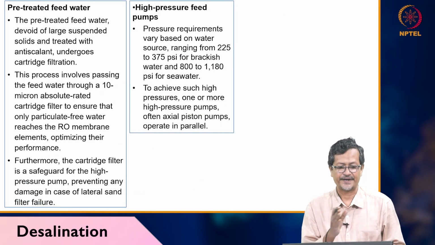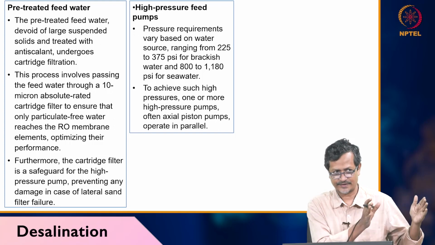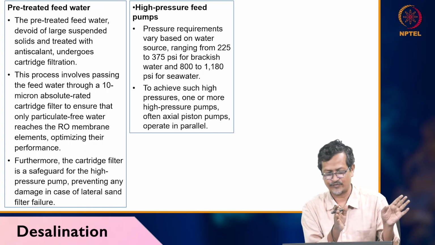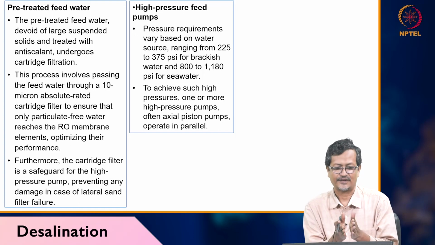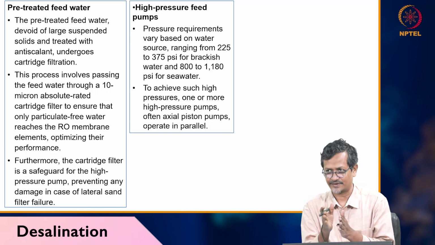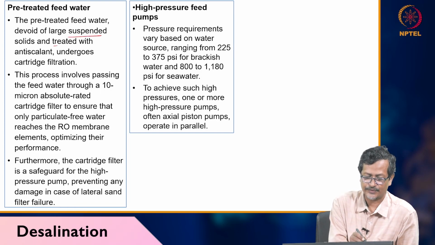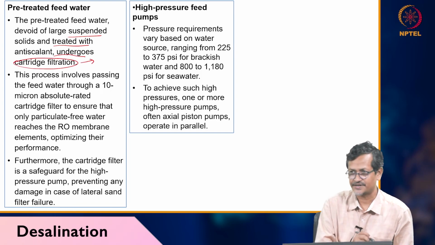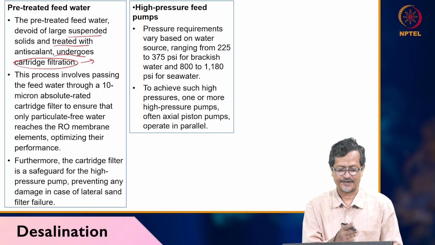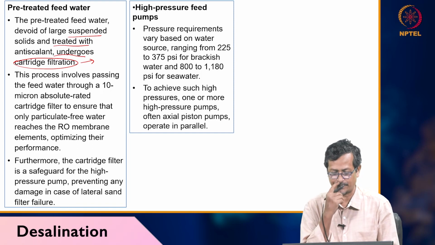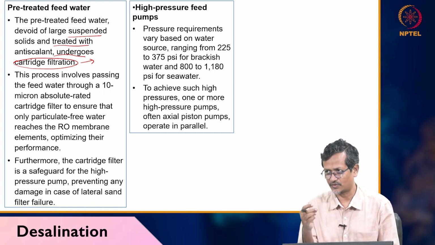Next will be pre-treatment feed. Initially you got feed water, then you remove bigger contaminant debris, sand removed, anti-scaling dosing you have done. Now the pre-treated feed water, large suspended solids with anti-scalant. Now cartridge filtration. One more level of filtration will be there, that is called cartridge filtration. After that there will be pump. High pressure pump should not get all this contaminant, because if they are getting contaminant, it will get blocked or clogged.